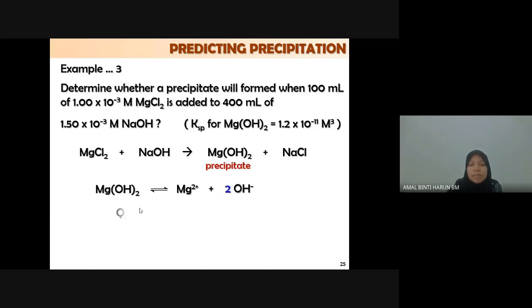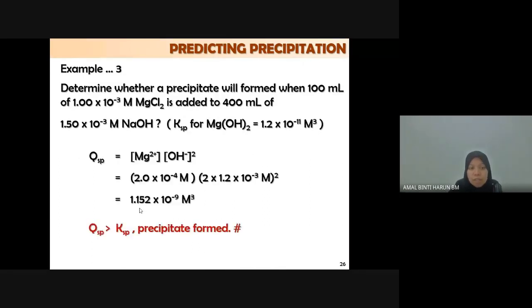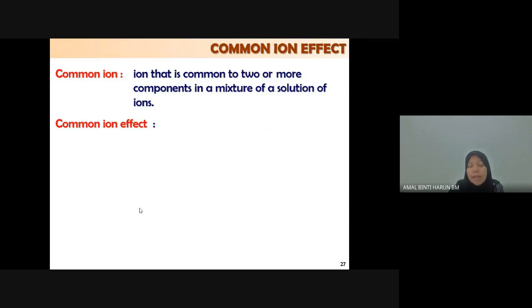Okay, this is the third example. And the last part of the chapter on solubility product is the common ion effect. For the common ion effect, we need to know what is meant by common ion. A common ion is an ion that is common to two or more components in a mixture of solution of ions.